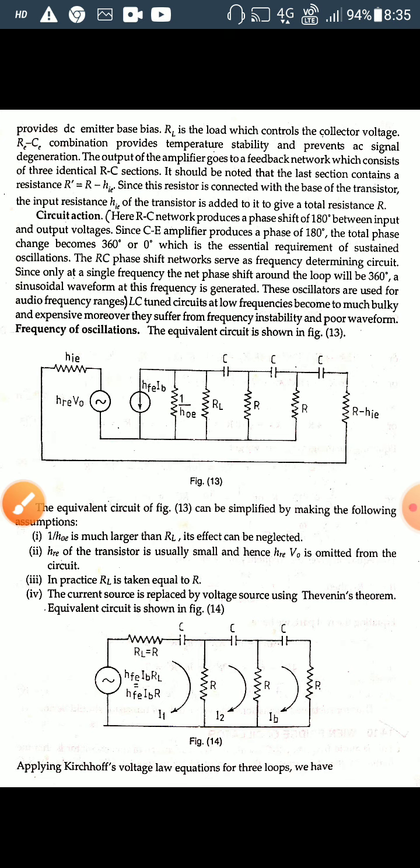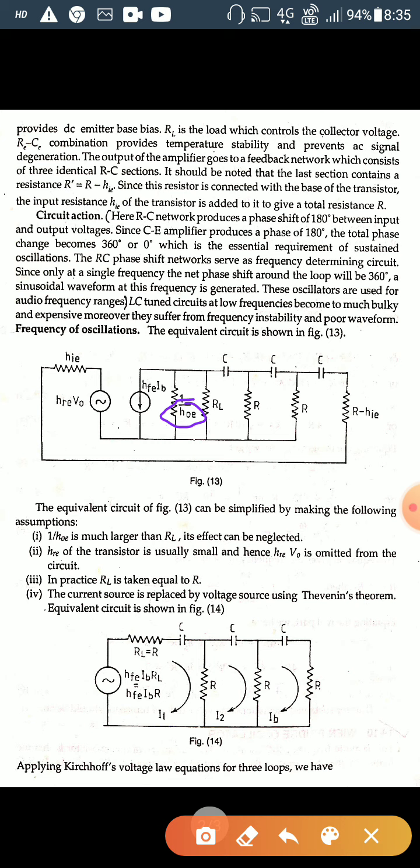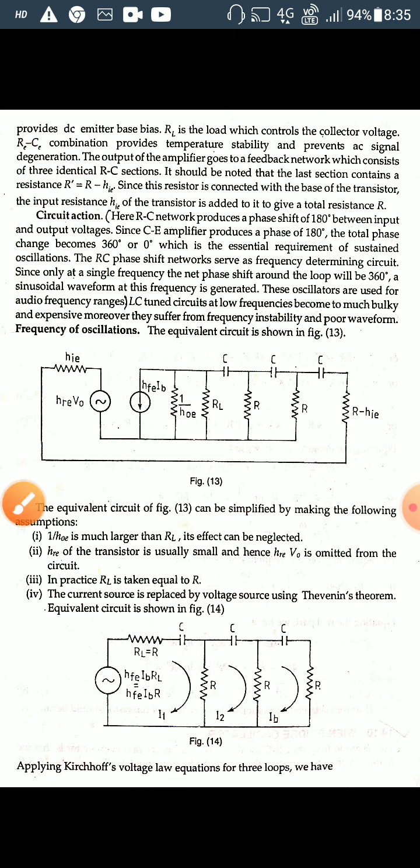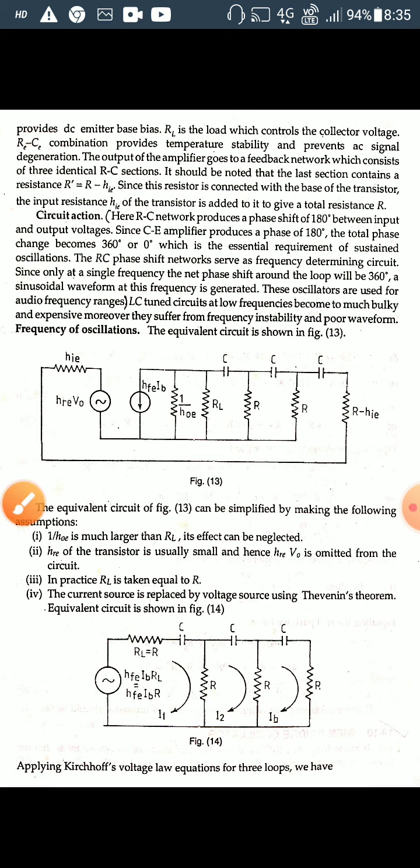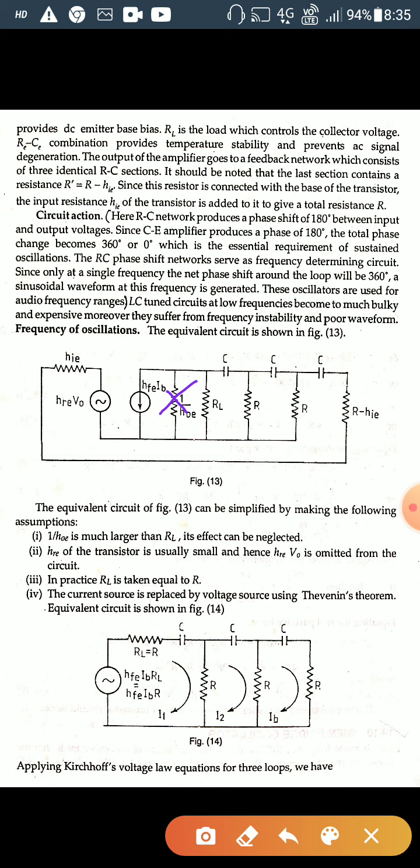And for our simplicity, we use some assumptions here also. Let us assume, number one, that h_oe is very small. That means 1 by h_oe will be large enough compared to R_L. If it is large enough compared to the value of R_L, at that time it can be omitted. Here this section will not be present. It will work just like an open circuit.